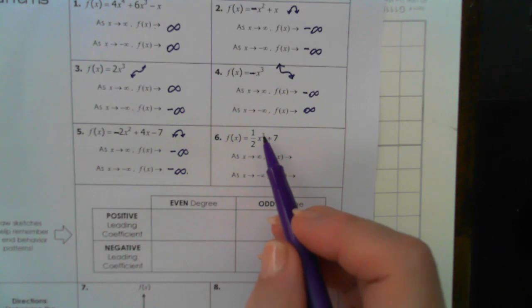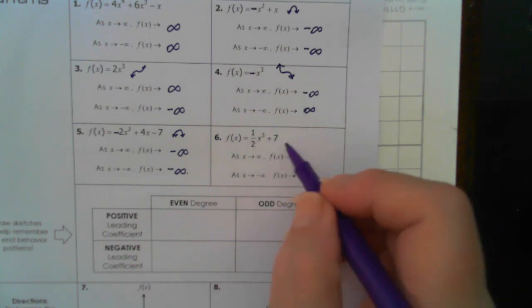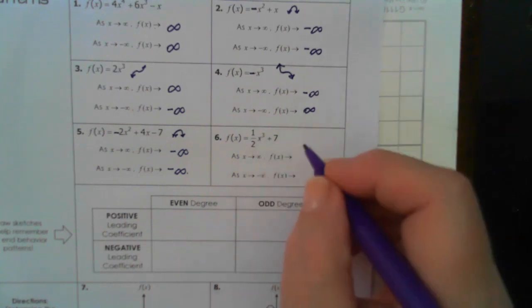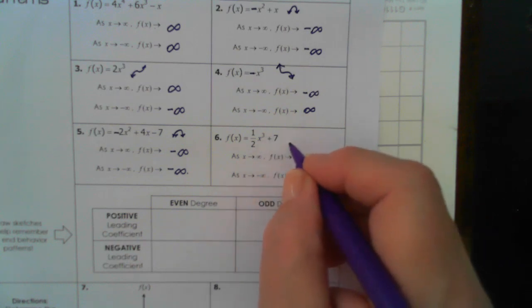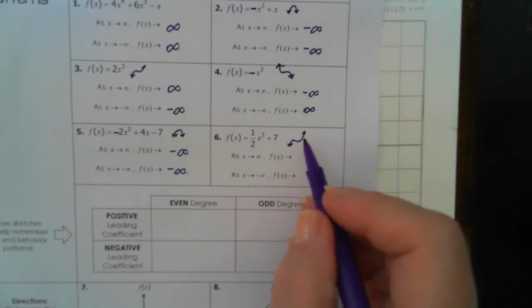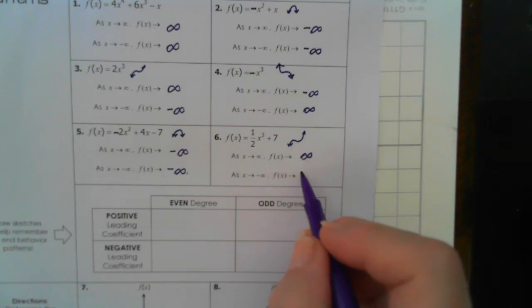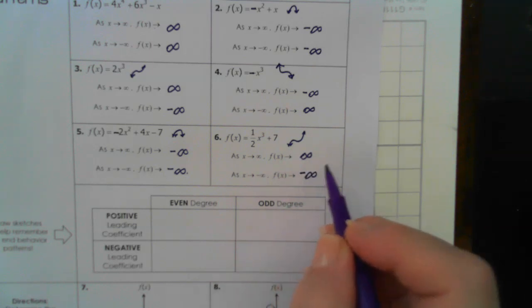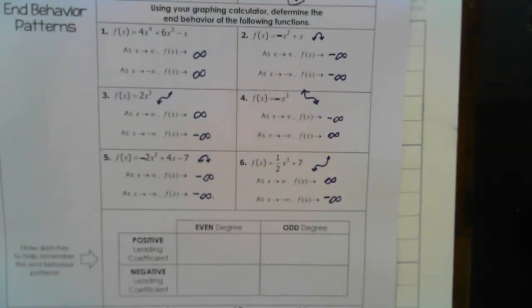Here we've got a cubic. We've multiplied it by 1/2. It's going to spread it out a little bit more, but the main thing is it's a positive, which means it does not change its end behavior. So on the right-hand side, it's going up, positive infinity, and on the left-hand side, it's going down, so negative infinity. And so there are some end behaviors.